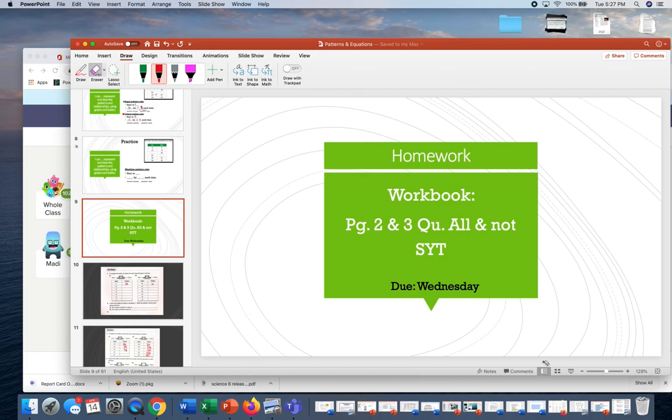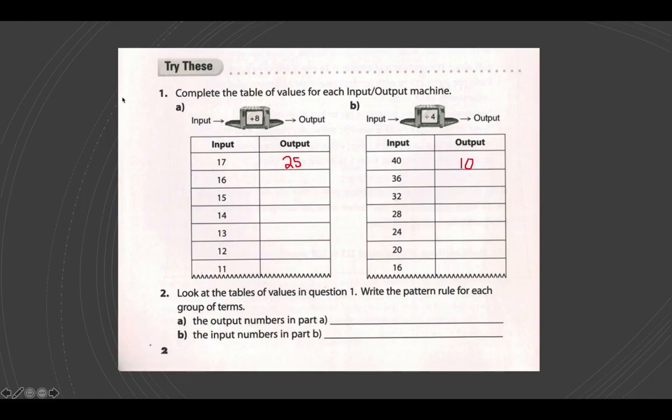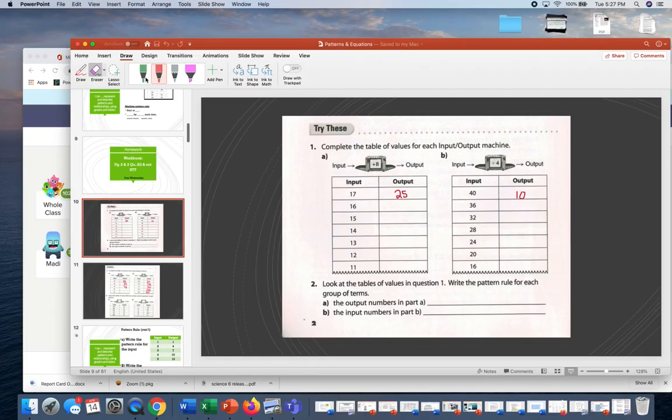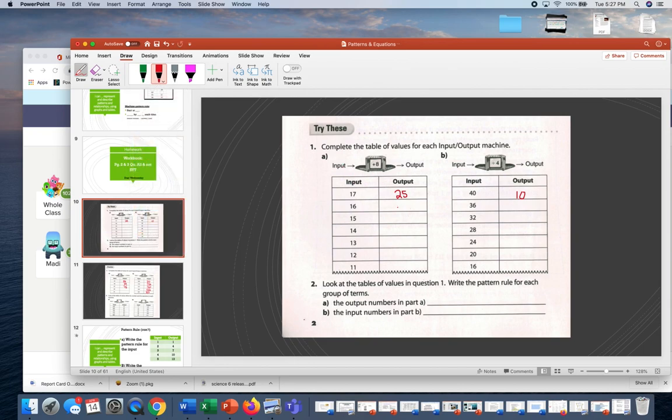Okay, so first of all, we are going to go over the homework questions from yesterday in the workbook. So please bring out a green pen to mark this yourself. All right, I've already begun to do this. Okay, so we'll just continue. The first one says we're adding 8 to the input to get the output. So 17 plus 8 is 25. And then 16 plus 8 would be 24. And then 15 plus 8 is 23.